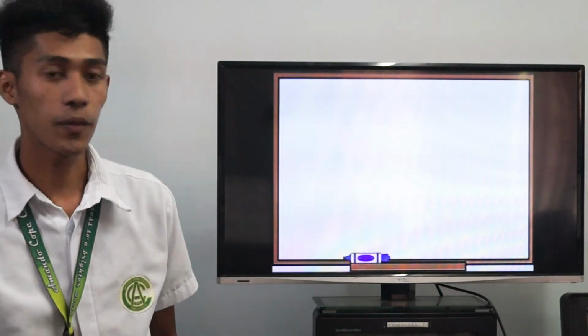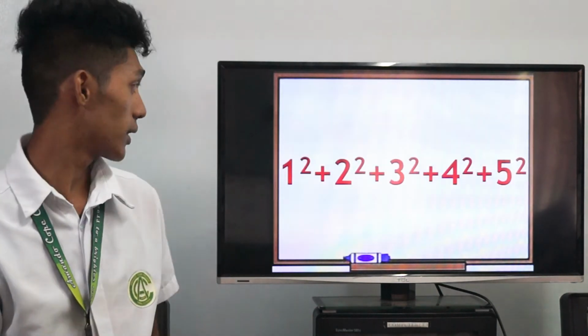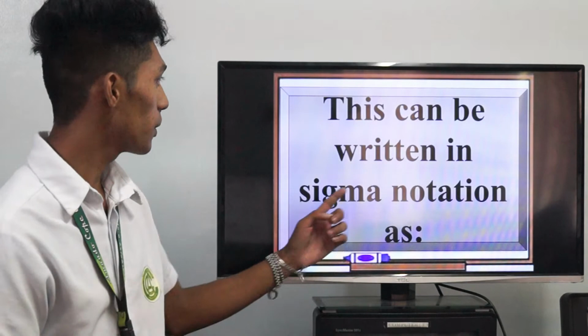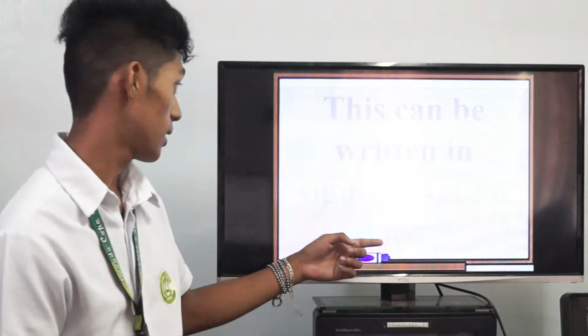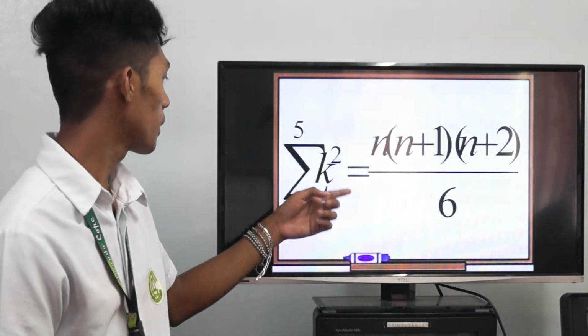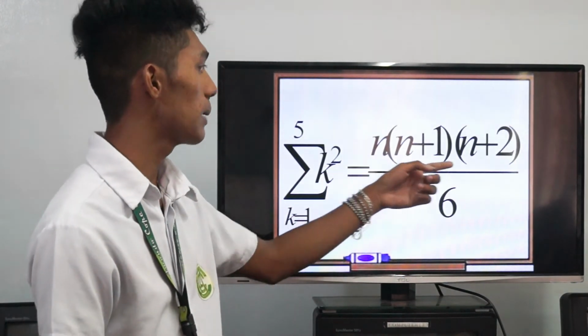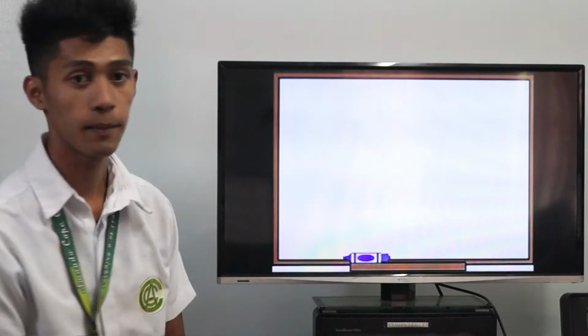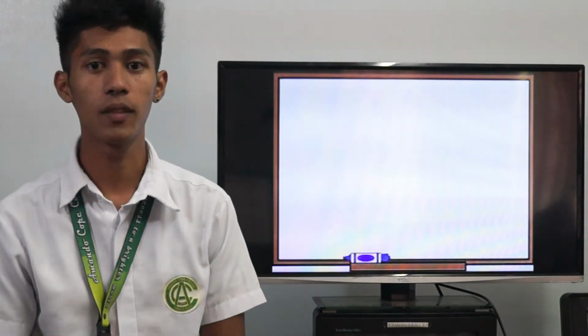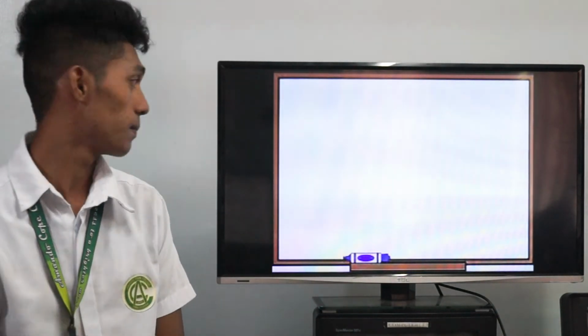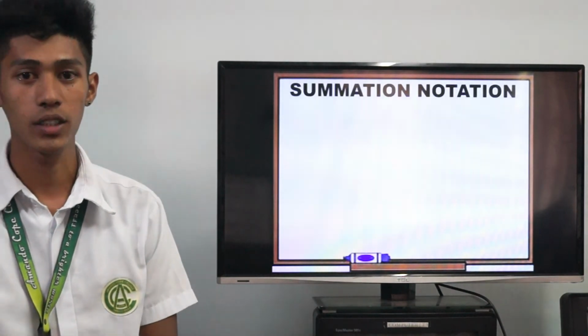Consider the sum of the first 5 squared numbers. This can be written in sigma notation as the summation of k squared, where k runs from 1 to 5, which is equal to n times the quantity n plus 1 times the quantity 2n plus 1, all over 6. Later on, we will know the solution of the sum of the first 5 squared numbers. But now, let us discuss the parts of the summation notation.